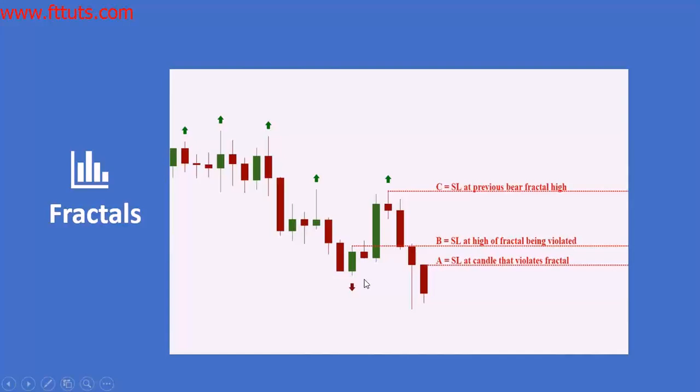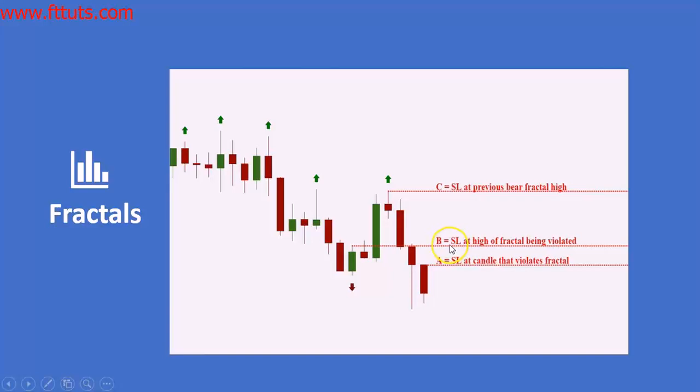So here you can see where your stop losses are. First you have stop loss A, which is the stop loss at the candle that violates the fractal. This candle violated the fractal. Now you could see if you had taken an aggressive entry at that violation level, you'd have been triggered on this candle and your stop loss would have been here. But let's say we triggered here. That's the candle that violates.